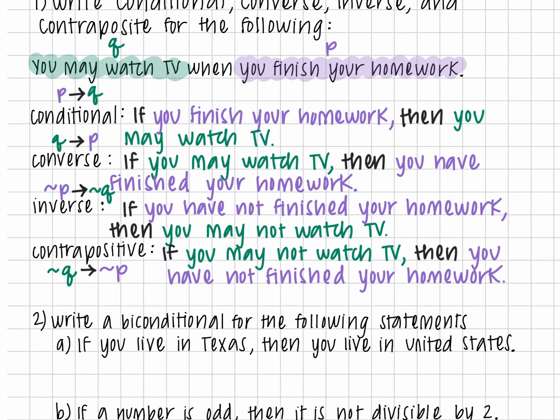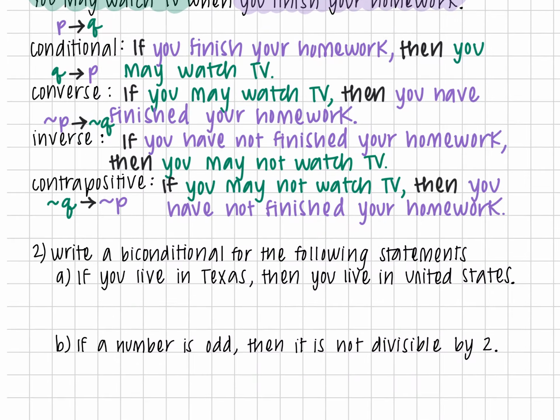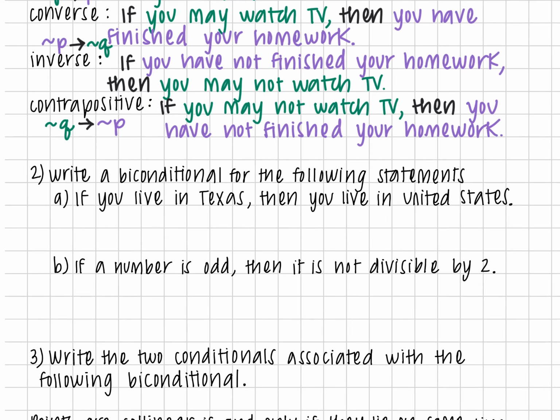All right, so that's it for number 1. Now let's look at number 2 and see what they're asking for here. So for number 2, we are going to write a biconditional for the following statements. So quick review, in order to write a biconditional, your conditional has to be true.